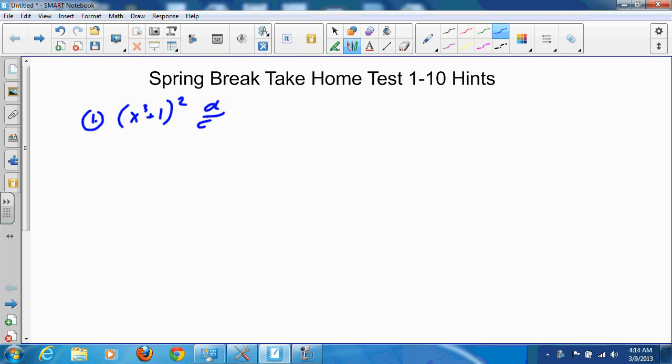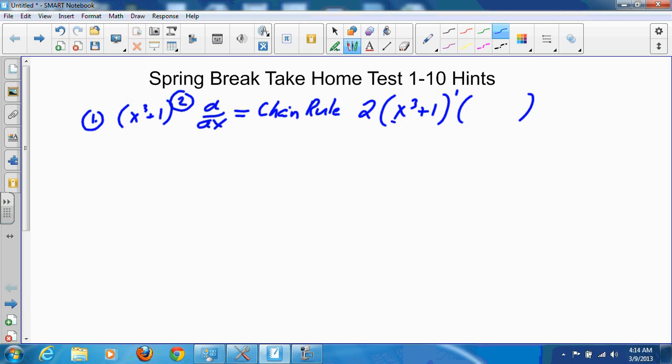They're asking us to take the derivative of this function, so we're going to use the chain rule. So just remember to follow the steps. The big picture is you're taking the derivative of some function to the second power. So you're going to need to leave the function alone, knock it down to the first power, and then here you're going to take the derivative of the inside, which is 3x squared. Fairly simple problem. I'll let you finish that one up.